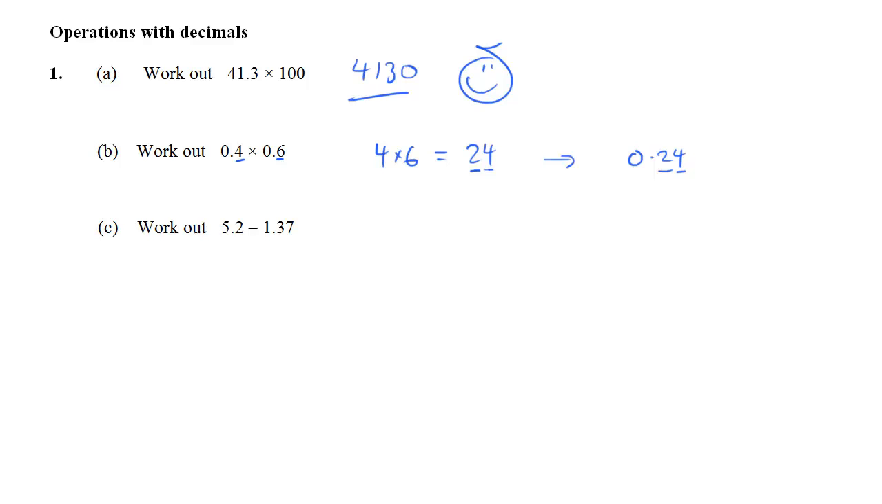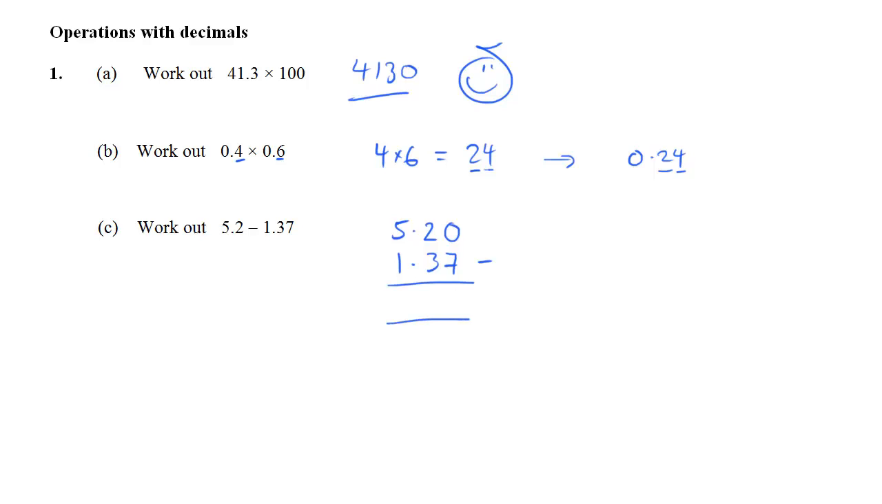Part C, this is subtraction, and this is basically a test of your standard subtraction using the column method. That's by far the easiest and most reliable way to do this. So we set it out the normal way. Make sure you line up the decimal points so it looks like this. Notice that the 7 hasn't got anything to be subtracted from, so we need to put a 0 in there above it. And we subtract in the normal way.